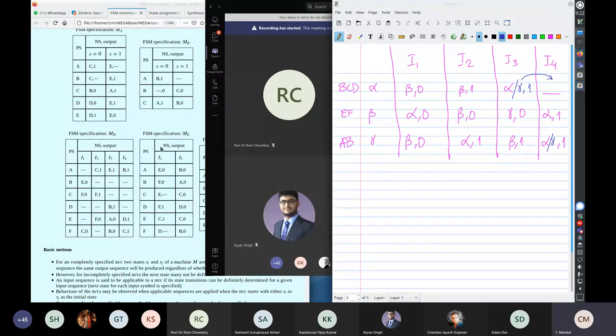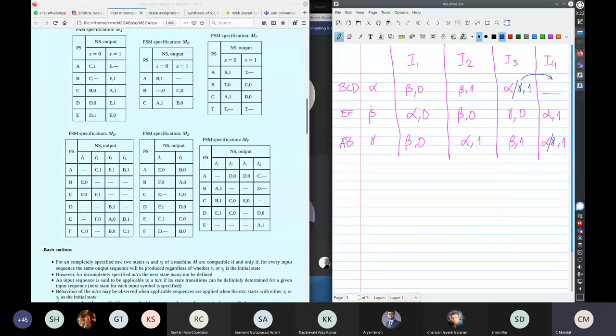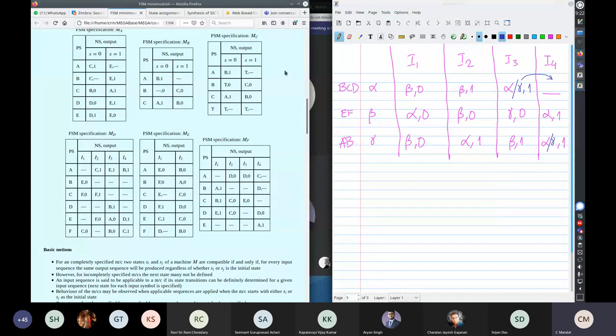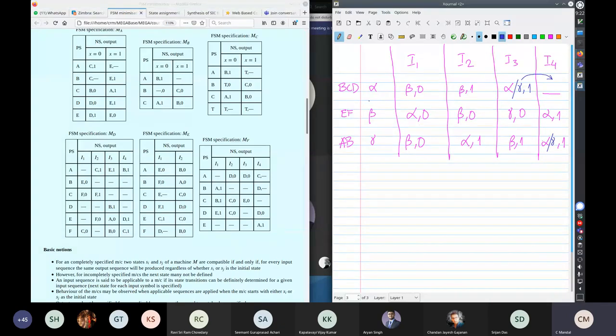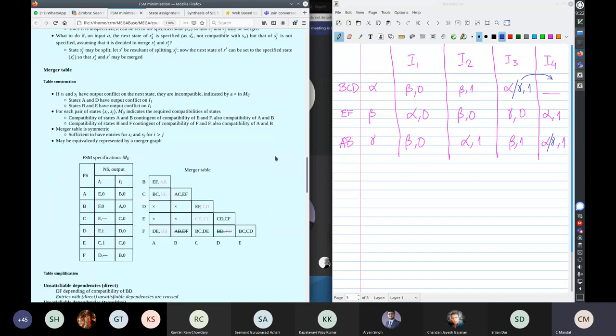So that is what you have here. This is how you can minimize your incompletely specified FSM. You have to find this closed set of compatibles, and those might involve state splitting. All right, so that is about it in the slides.